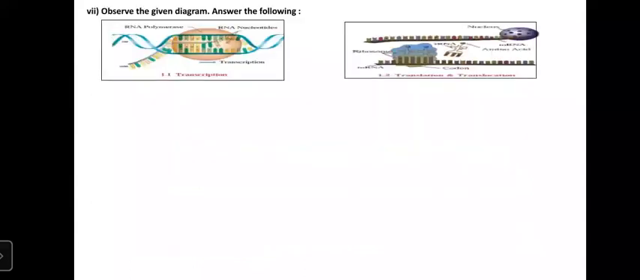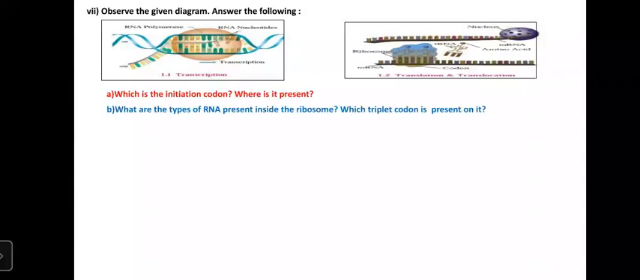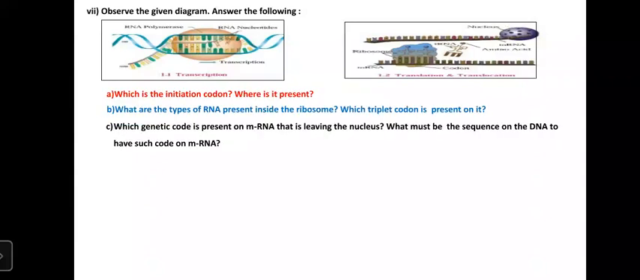That was your answer. See the next question. Two diagrams are given. So what is the question? Observe the given diagram and answer the following. Now on the basis of this diagram, some questions are asked. Again, three parts are there, A, B, C, and accordingly you have to answer. See the first part, A, which is the initiation codon, where is it present?